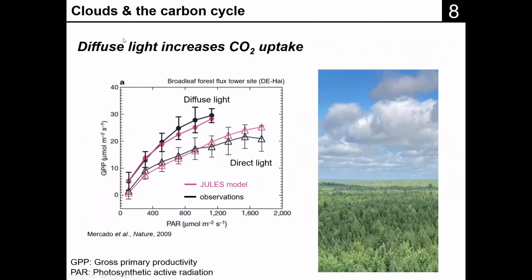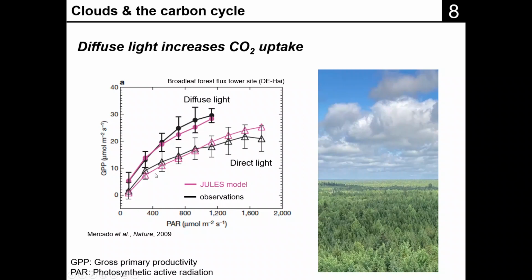Now another topic would be related to the importance of diffuse and direct light for photosynthesis, for net CO2 uptake. So if you look at this study by Ricardo et al., where they show some observations from a broadleaf forest site in Germany, you have light, photosynthetically active radiation, on the x-axis, and then gross primary productivity, so vegetation productivity, on the y-axis. And then the pink lines are from a land surface model and the black lines are observations.